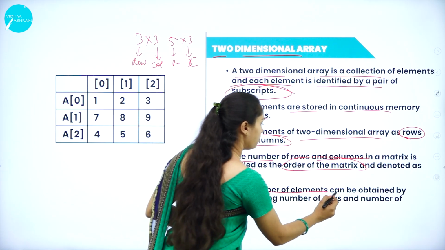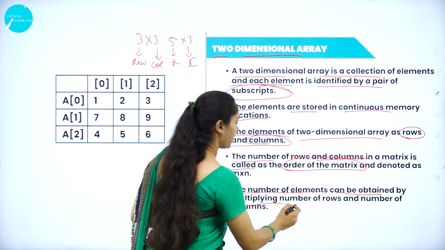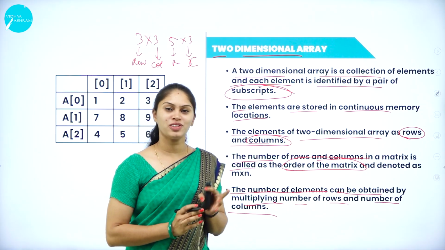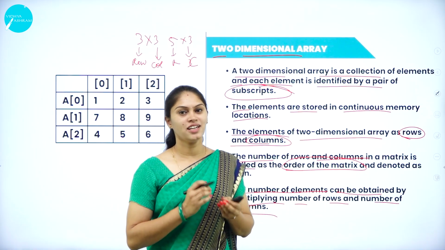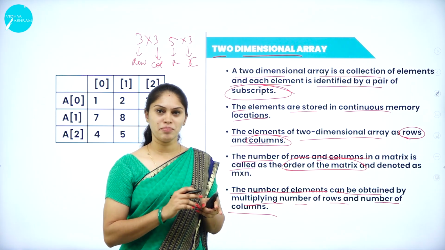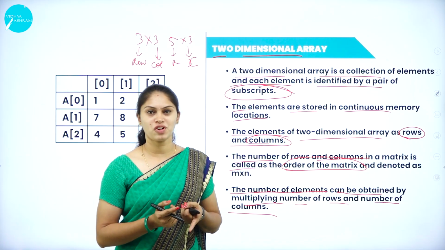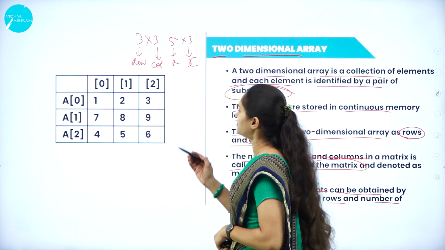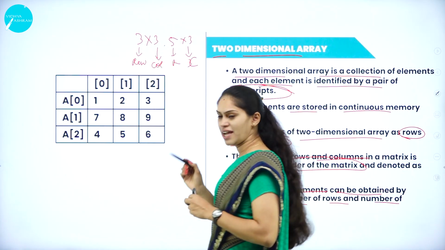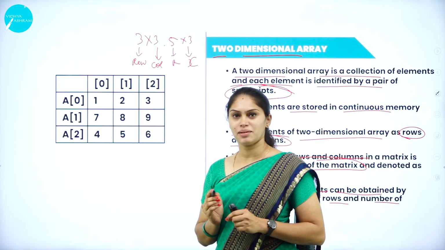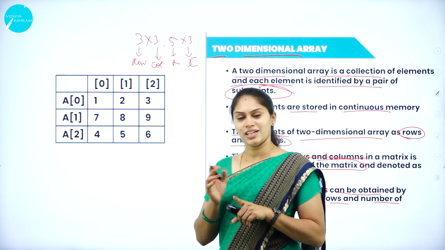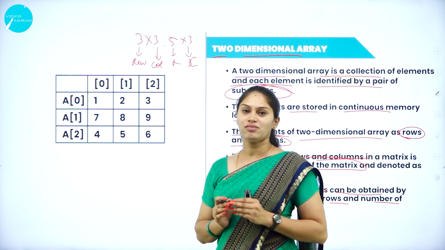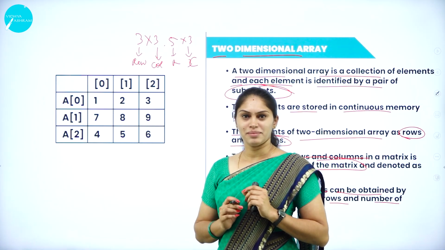The number of elements can be obtained by multiplying the number of rows and number of columns. How are we going to get to know the number of elements in an array? We are supposed to multiply the number of rows and number of columns. That will give us the number of elements. For example, if it is 3 into 3, we have 3 rows and 3 columns. That means 3 cross 3, so 3 threes are 9. So we understand that we have 9 elements in the two-dimensional array.